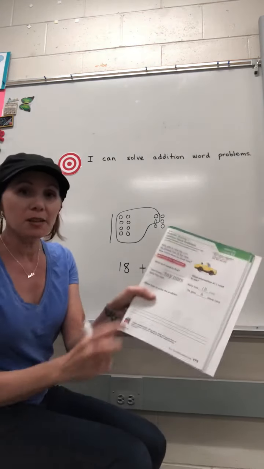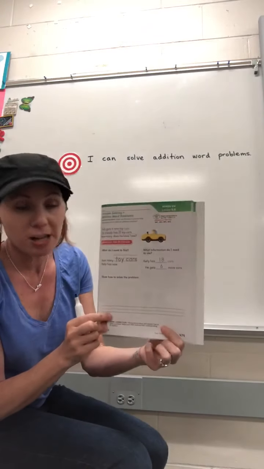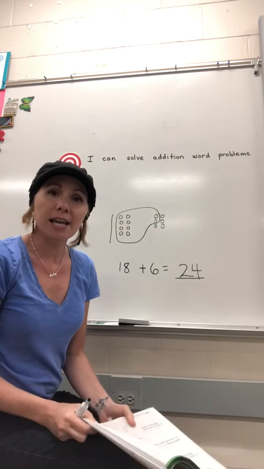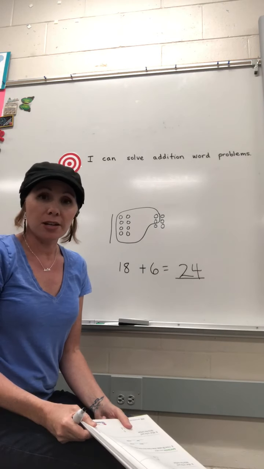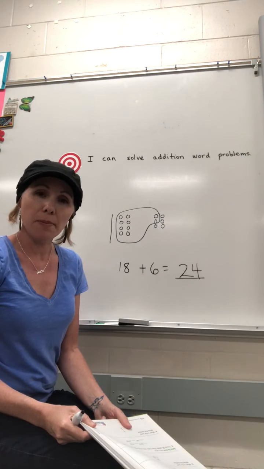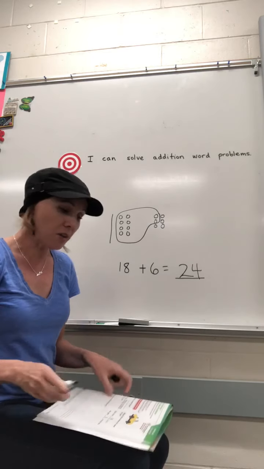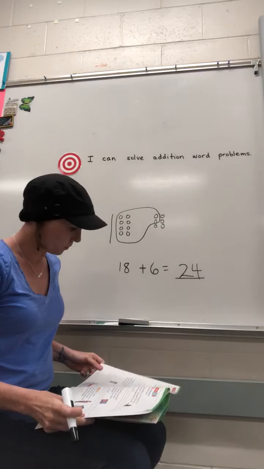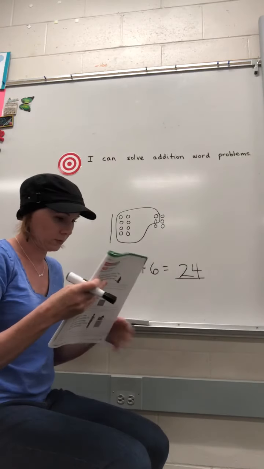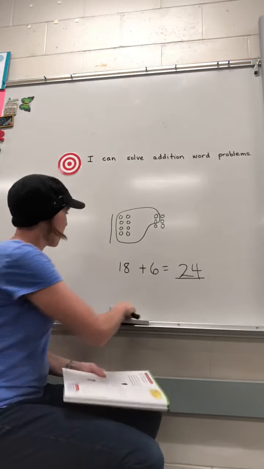And then there's a line at the bottom to explain your math thinking. So you might say, I drew a picture and used friendly numbers. Or if you use a different tool like a hundreds chart to count up, you can write on the line how you solved it. All right, let's try another one. Go ahead and flip the page. And we're going to do number 1 together.